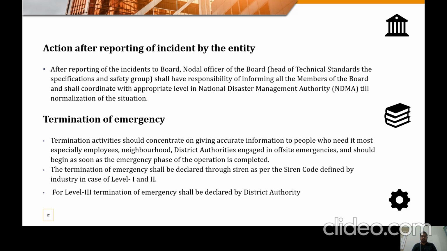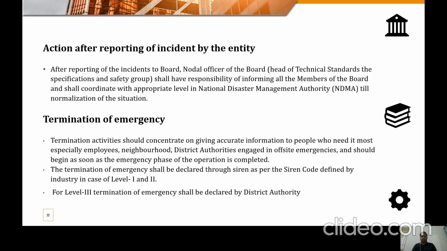The main aim of the termination of emergency is to give accurate information to the employees, neighborhoods, and district authorities, who are working off-site emergency services, to terminate the emergency. The emergency termination is declared through a siren, which has level 1, level 2, and level 3 emergency.